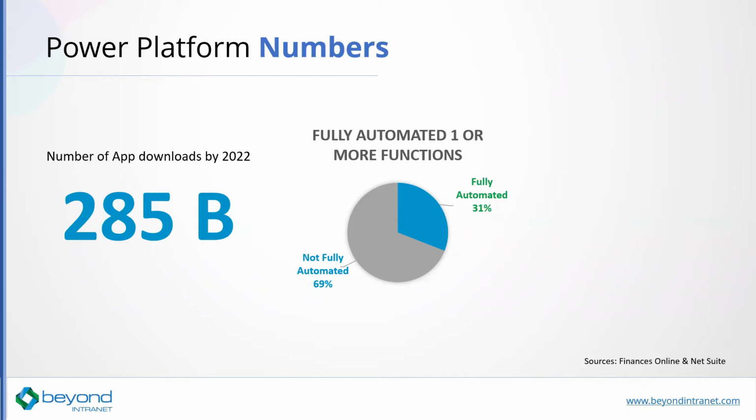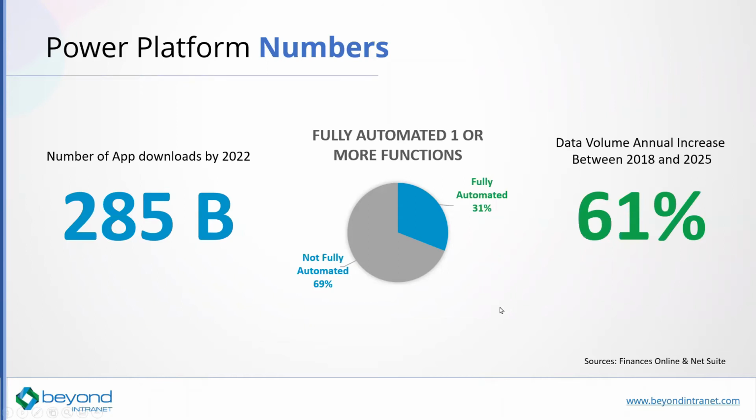So if you really want to be in the top 5, 10%, or 20% of organizations, you need to start automating your operations. And this is where the Power Platform can definitely help you. Finally, let's talk about the data directly.